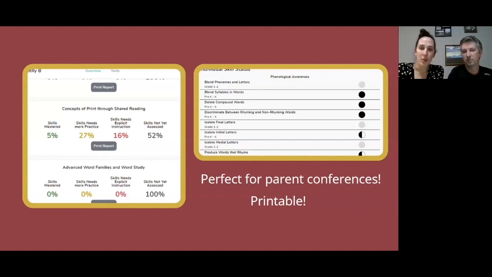But we can see here the ones that we have assessed. This student, they're blending syllables. They understand deleting compound words and discriminating between rhyming and non-rhyming words. But I can tell here that they're struggling with the isolation of the initial letters, as well as producing words that rhyme. So if I have this out for parents at conferences, I can talk to them about those skills.